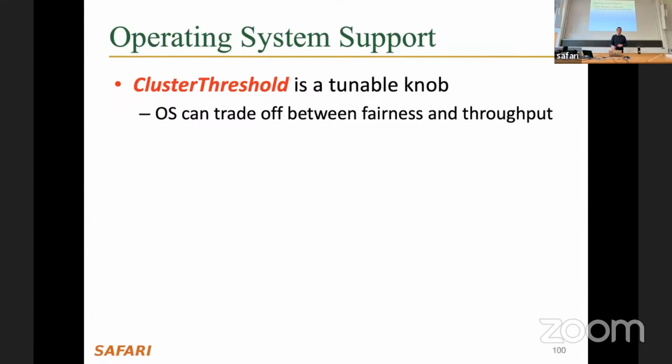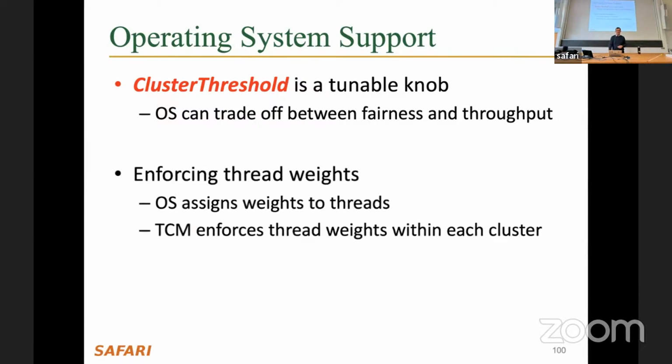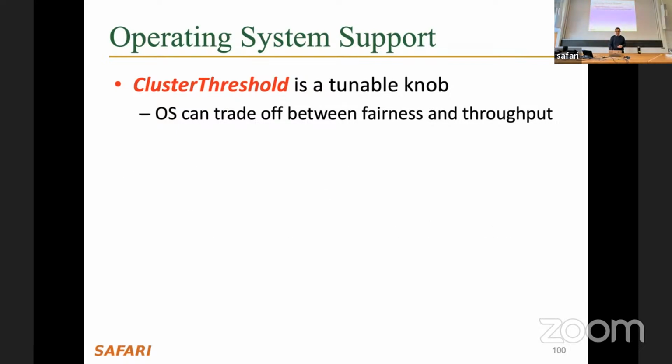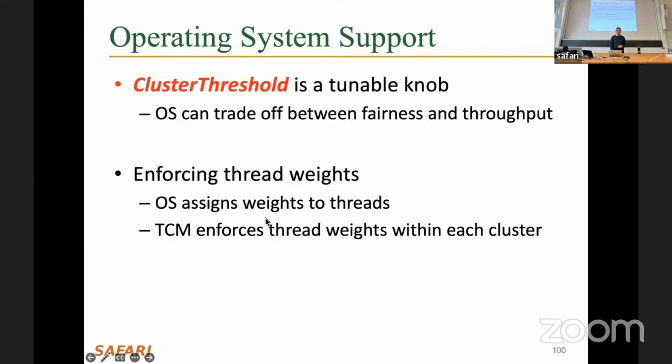So basically, there's more operating system support. I actually did not discuss operating system support in any of the prior works, but I'd recommend that you take a look at it. In the end, we want the memory controller policies to be programmable by the operating system, because as we discussed earlier, the operating system knows the goal, hopefully. It knows what it's trying to achieve. In this case, if it wants more fairness and less throughput, it can change the cluster threshold. It can also enforce thread weights. It can assign weights to different threads, and the thread cluster memory scheduler enforces weights within each cluster. This was true for the previous memory schedulers. We just didn't talk about that.